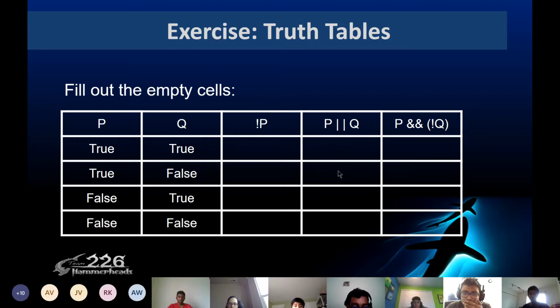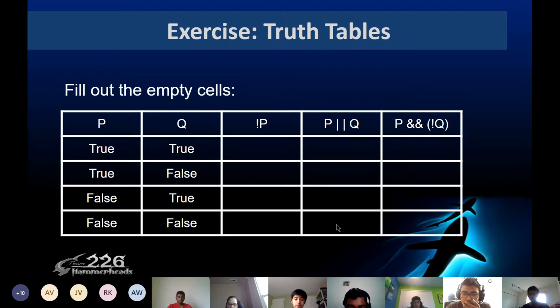I think it would be true. Yeah, you're right, because if P is true and Q is true, you will get true. Next one, this one. I think that would be true. Yeah, because you have at least one true. This one. That would also be true. All right, last one.